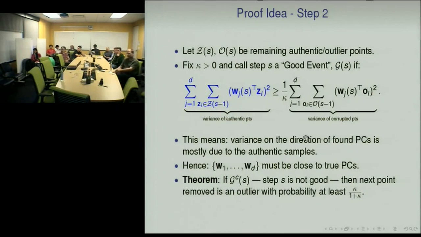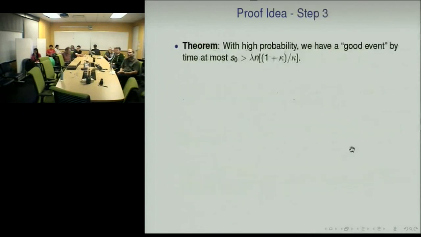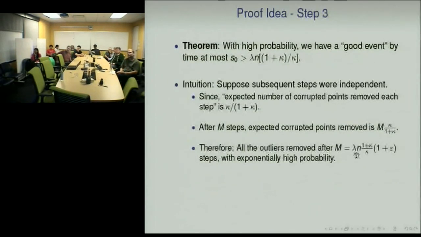So either we get one outlier less, and in the next step we have one less outlier to worry about, or we have a good event, meaning that most of the variance is due to the authentic points. Therefore, either we're happy or we're getting rid of outliers. And the output of the algorithm, basically, we will find at some iteration a good solution. And then we also need to control for the RVE, the robust variance estimator, and that's something we need to worry about.